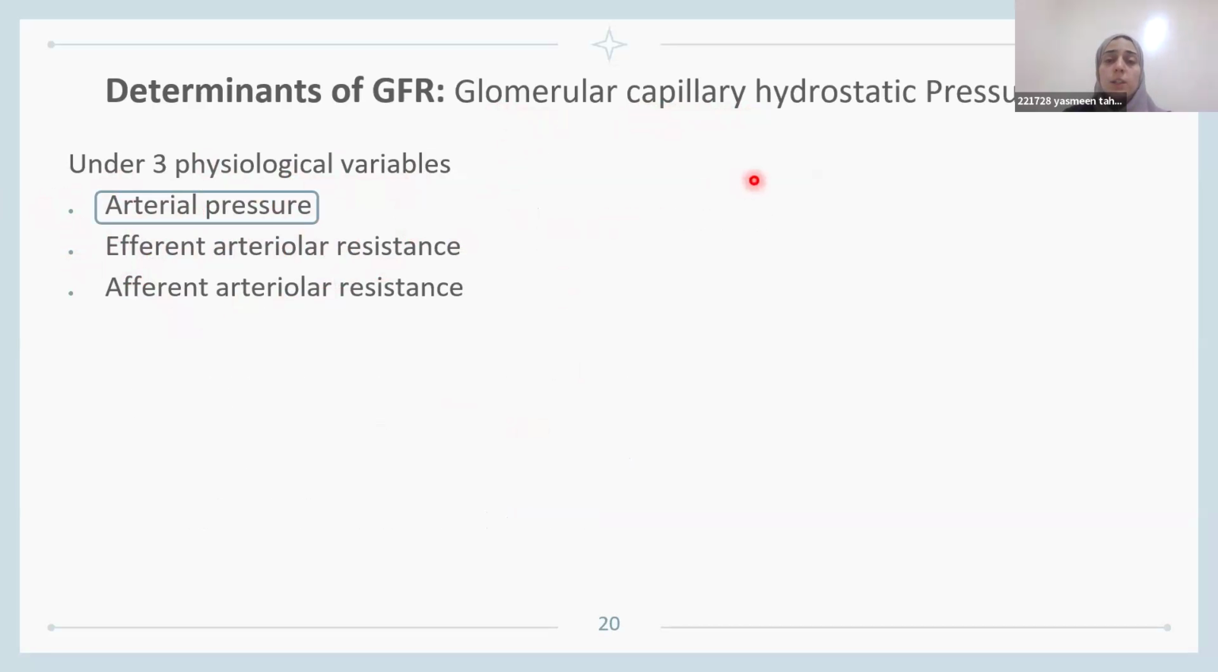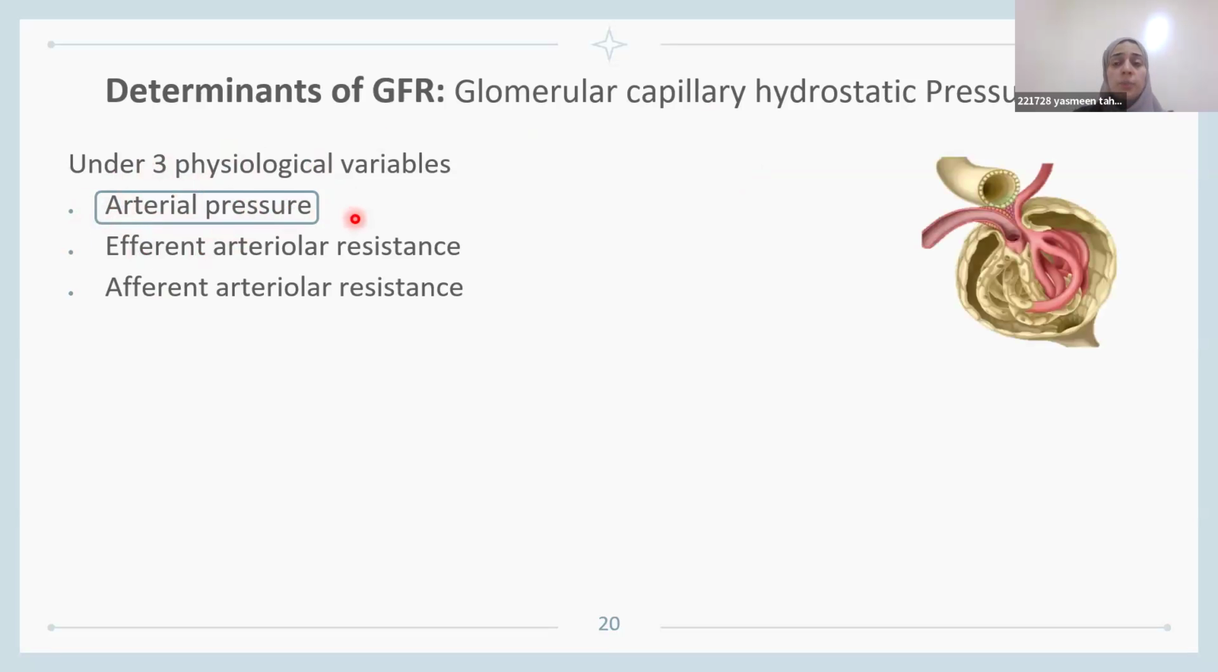So the glomerular capillaries, we know they are branching from the afferent arteriole. And the afferent arteriole is a branch of a branch of a branch of what? Of the renal artery. So it's coming mainly from the systemic arteries. And logically, if you think about it, the arterial pressure is going to affect it. The higher the arterial pressure, the higher is going to be the pressure in these arterioles and the glomerular capillaries, and then it will, of course, increase the hydrostatic pressure of the glomerular capillaries.